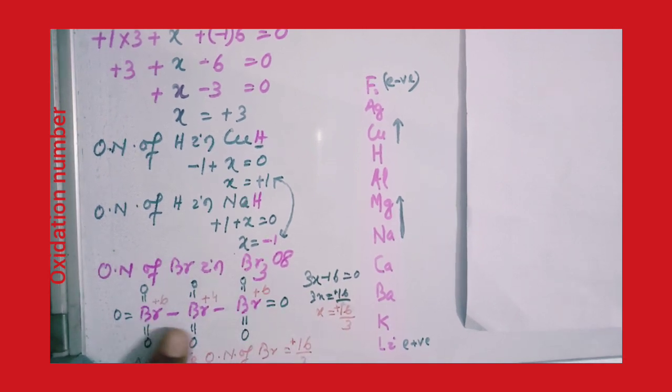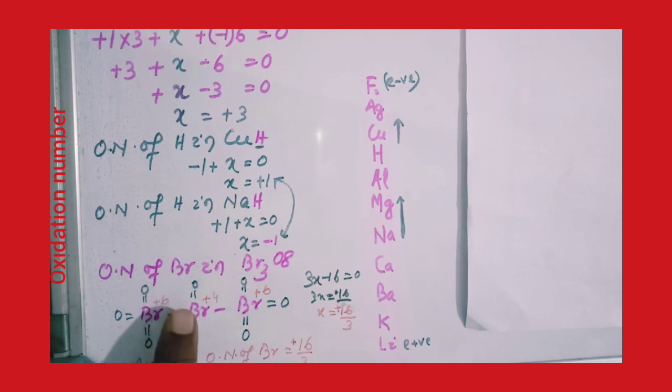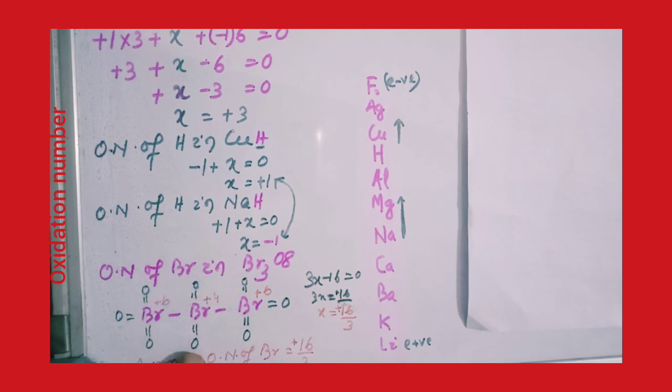Here you see each bromine is connected to oxygen atoms as shown. First bromine is connected to 3 oxygen atoms, so its oxidation number is plus 6 because these oxygen atoms carry minus 2 oxidation state. In this case, bromine carries plus 4 oxidation state because these two oxygen atoms carry minus 2. Here in this case, this bromine carries plus 6 oxidation state because these 3 oxygen atoms have minus 2 oxidation state in each case. So average oxidation number of bromine is plus 6 plus 4 plus 6, 16 by 3. And the difference between two different oxidation states in bromine is found to be 2. 6 minus 4 is equal to 2.